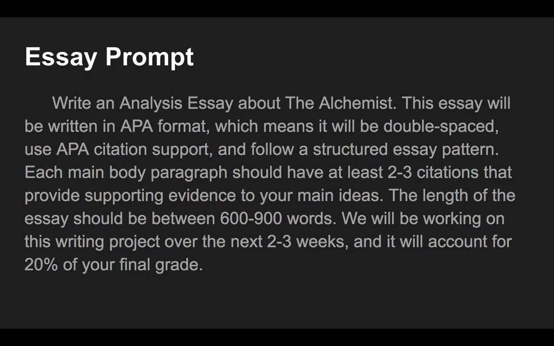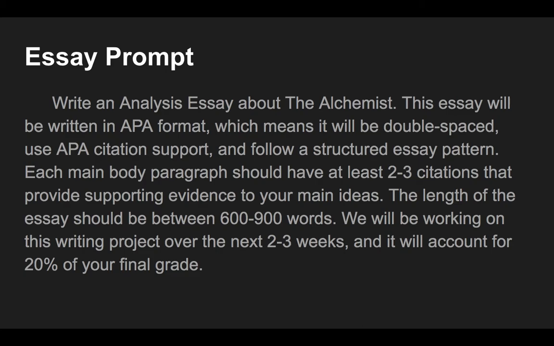I'm just going to read through it and wrap this up. So your task is to write an analysis essay about The Alchemist. This essay will be written in APA format, which means that it will be double-spaced, it will use APA citation support, and follow a structured essay pattern. The pattern, we've already discussed that 5-paragraph pattern. Each main body paragraph should have at least 2 to 3 citations that provide supporting evidence to your main ideas.